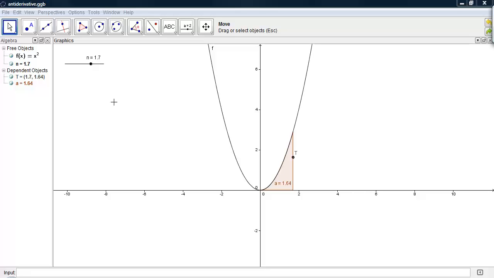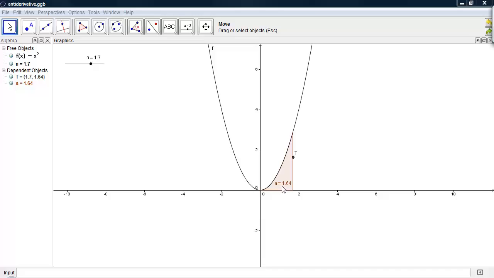This is a demonstration that demonstrates the difference between an indefinite integral or an antiderivative and a definite integral. Now this is a graphical demonstration on the differences between these two ideas. And what we have here is we have a point t, we have an a value equal to 1.64, and we have the basic curve of x squared operating as our function for this demonstration.